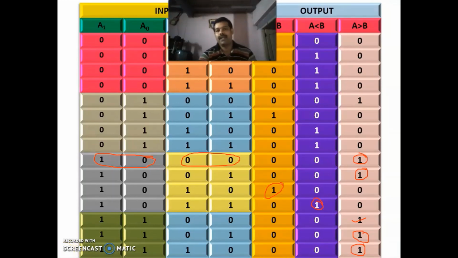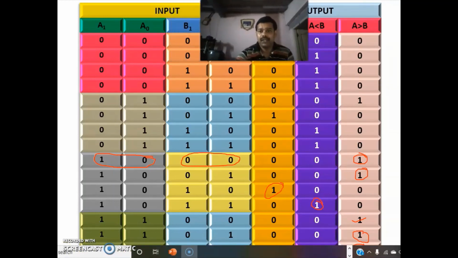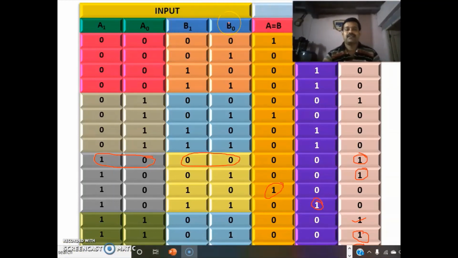So we have formed the what? Truth table. So from this truth table, we understand that we are having 4 inputs, that is A1, A0, B1, B0, and we are having 3 outputs, A equal to B, A less than B and A greater than B. The input indicates how many variable map we have to draw, and output indicates how many maps we have to draw.